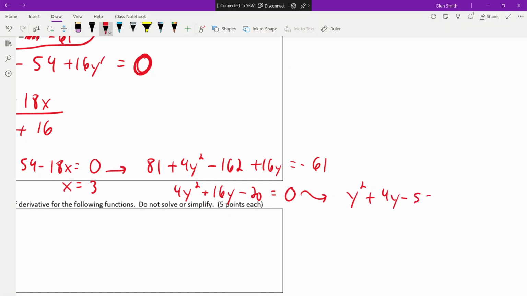If you got here and then couldn't solve this, please pay attention. You should be able to solve a quadratic. We can divide everything by 4. We're trying to find where this is 0. This is the same thing as this.